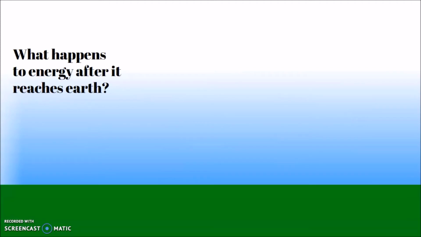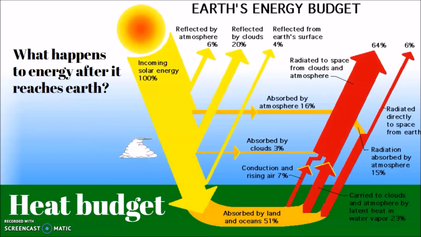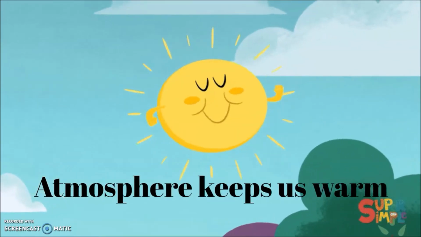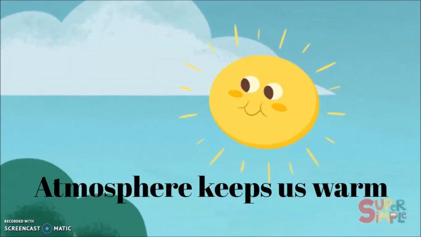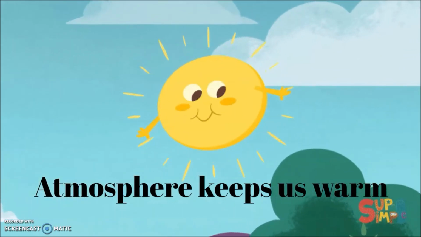So what happens to the energy after it reaches Earth? This is called the heat budget, and looks something like this. It says that whatever amount of solar energy that comes into the Earth needs to be eventually released. The ground and water will absorb some of that energy and then release it. In the meantime, some gases on Earth are going to trap some of the heat in our atmosphere, keeping us nice and warm. These gases are called greenhouse gases.